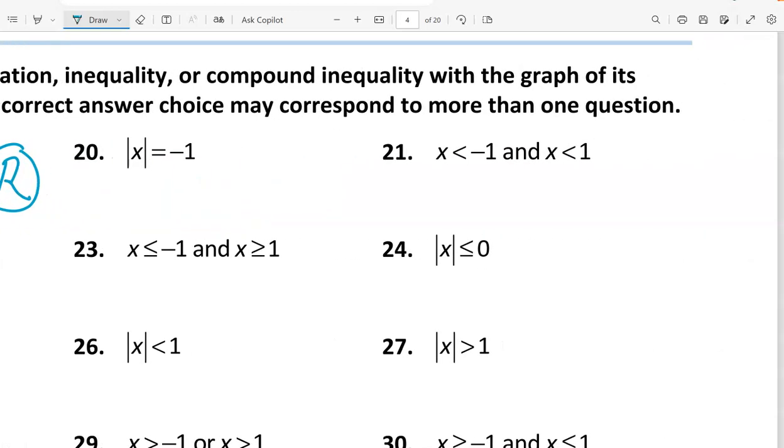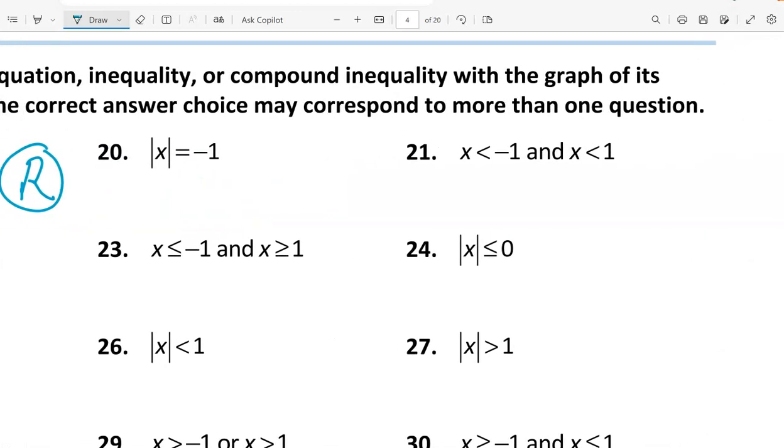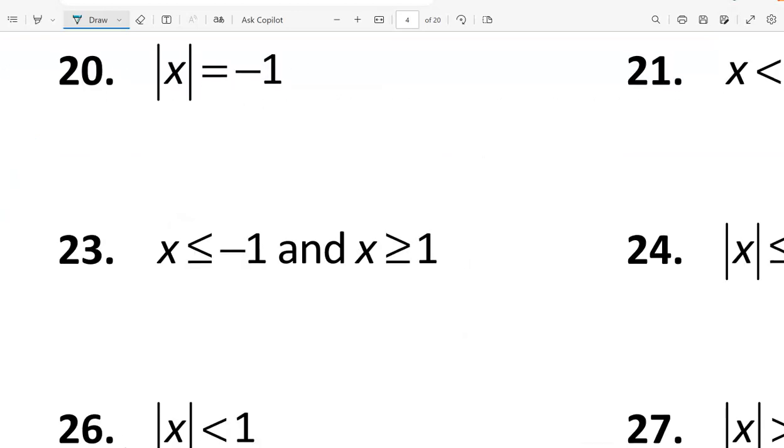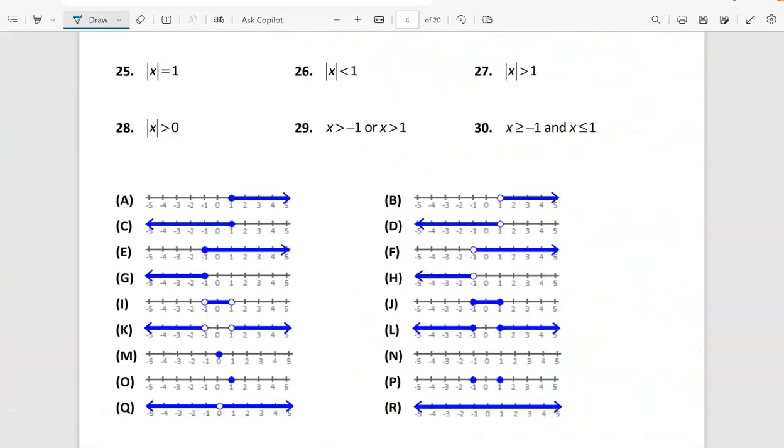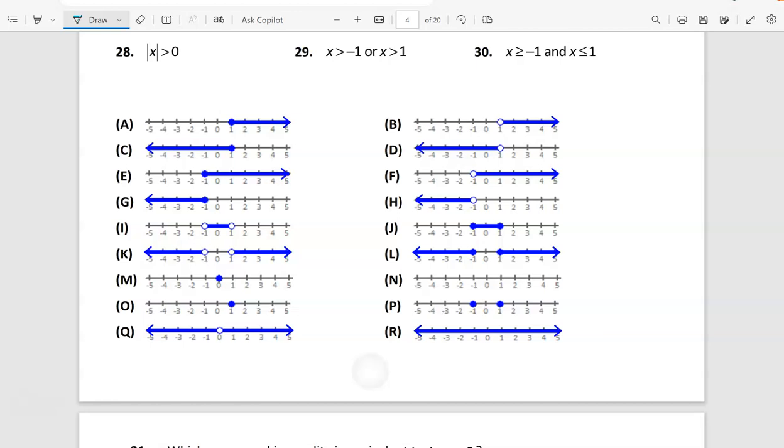In number 20, we have an equation, the absolute value of x is equal to negative 1. There is no number that makes it true. Nor is the absolute value of positive 1 equal to negative 1. An absolute value can never be equal to a negative number, and so therefore this has no solution. So we are looking for the number line that has no shading on it. The number line that has no shading on it is choice N.